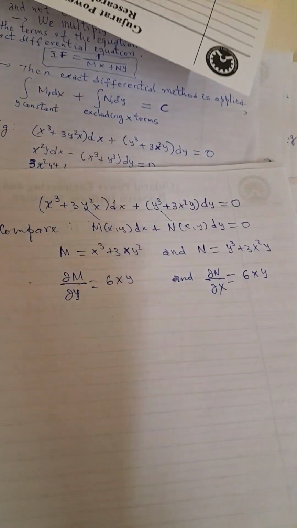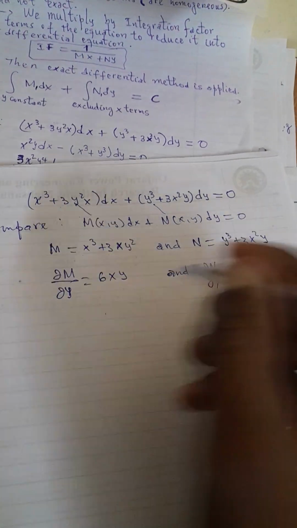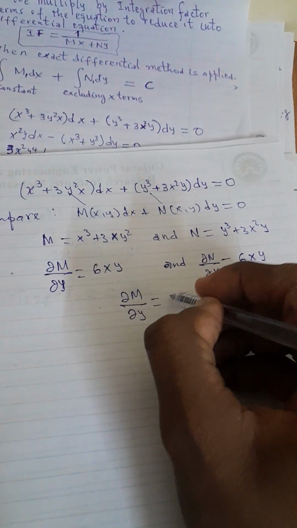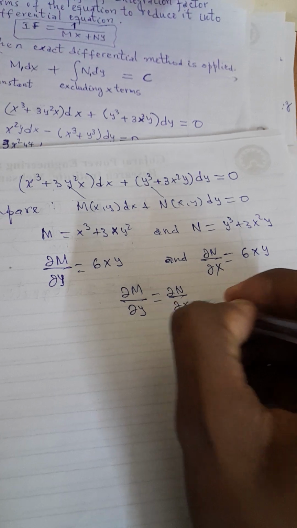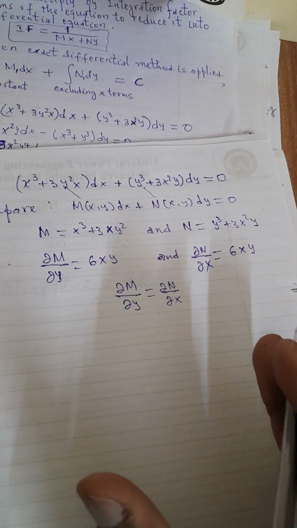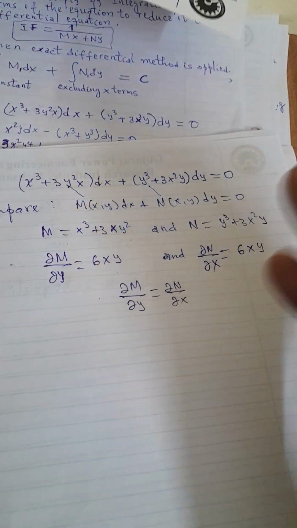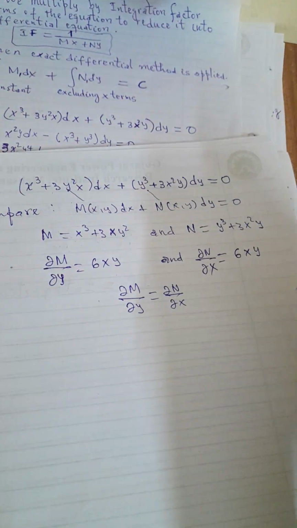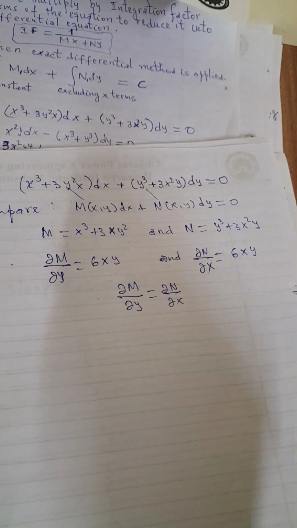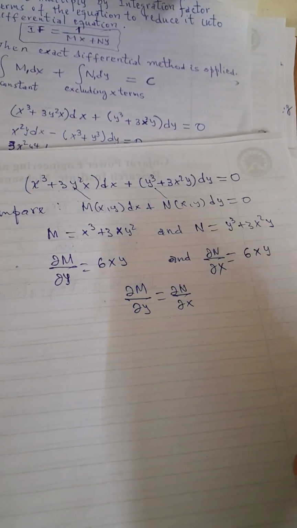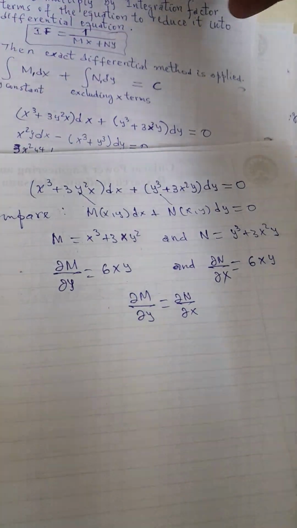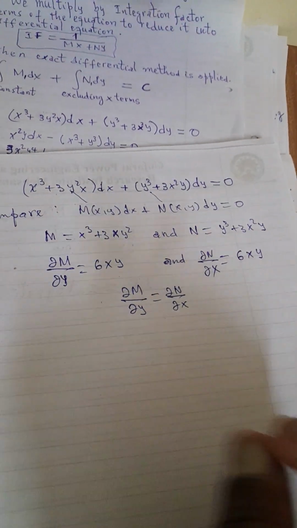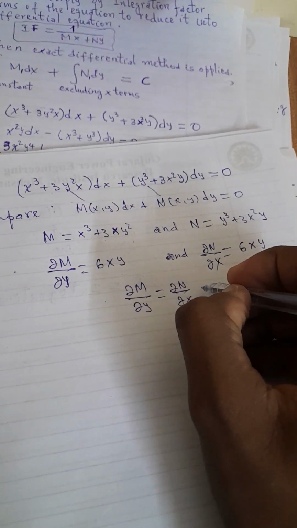So if we compare del M del y and del N del x, they are directly equal. So we can say that this function is exact. When this is exact, there is no problem. We cannot apply this theorem directly; if this is exact, we can just solve it directly. Nice.